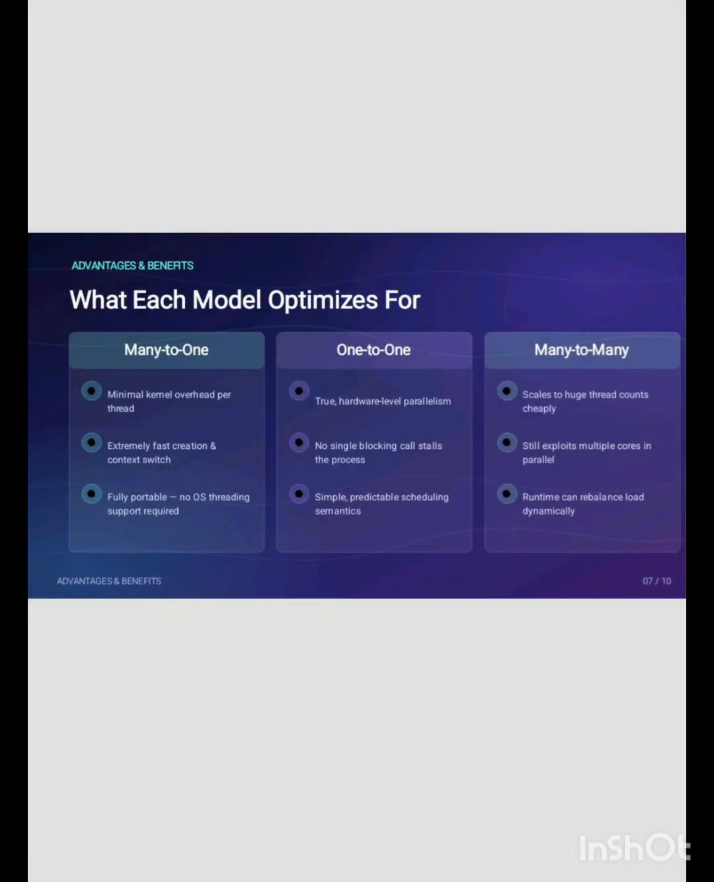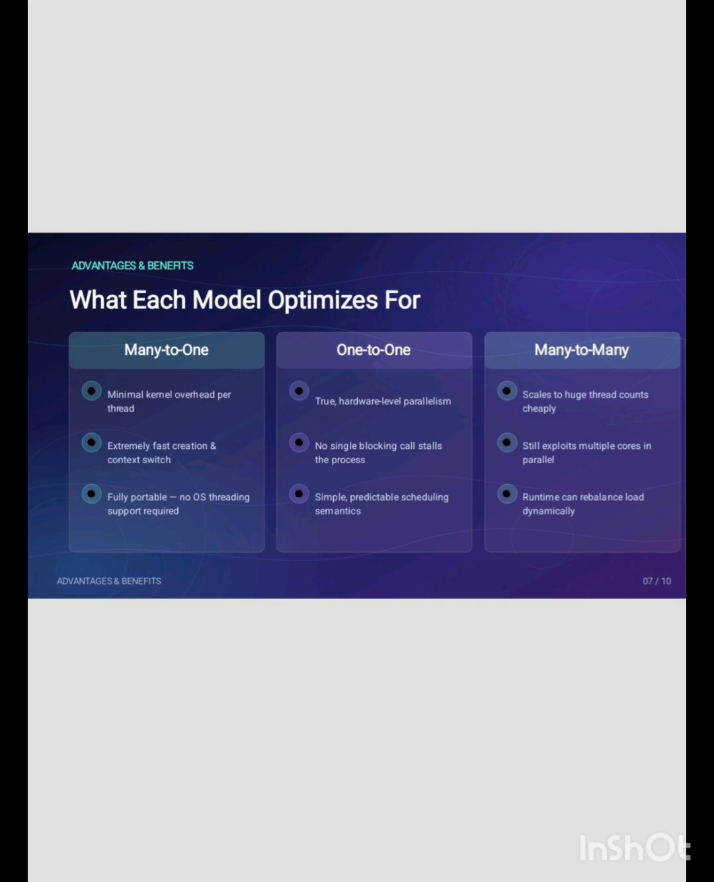Advantages and benefits: each model optimizes for something. Many-to-one: minimal kernel overhead per thread, extremely fast creation and context switching, fully portable, no OS threading support required. Advantages of one-to-one: true hardware-level parallelism, no single blocking call stalls the process, and simple, predictable scheduling semantics.